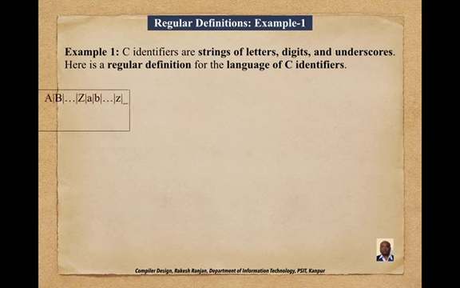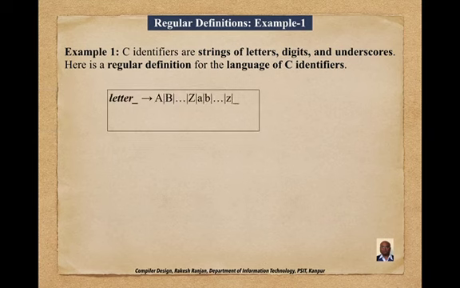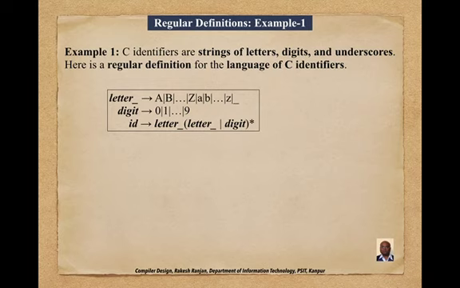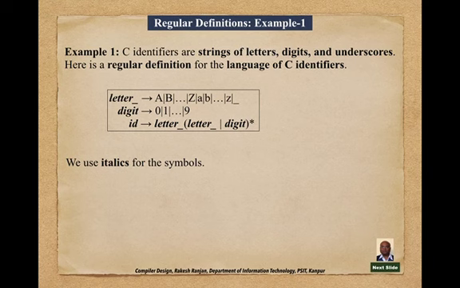We take one example. Letter underscore can be represented like this: A | B | ... | Z | a | ... | z | underscore. Digit can be 0 to 9. So id can finally be represented by letter underscore followed by (letter underscore | digit)*. Generally italic symbols are used here.